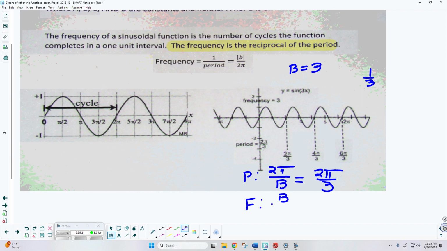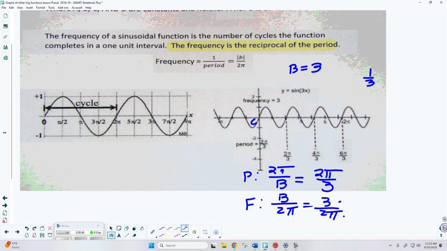I'm going to flip this, b over 2 pi. So this is 3 over 2 pi. Remember, I still have pi in the denominator. What is this telling me? How many times should this repeat? What do I have up top? So it should repeat 3 times. How many radians should it take to do that? 2 pi radians.